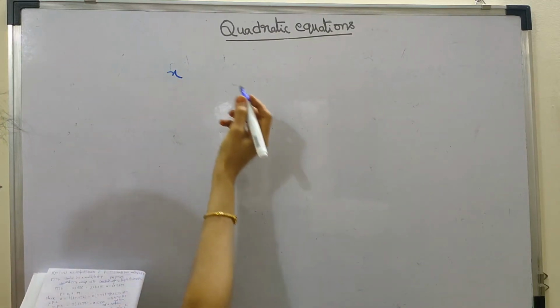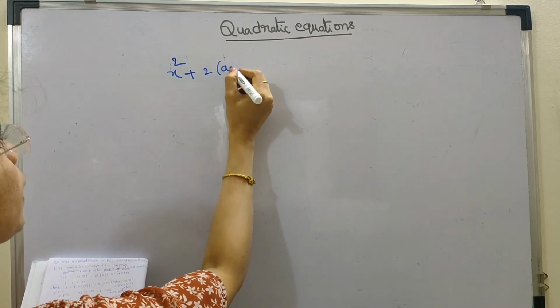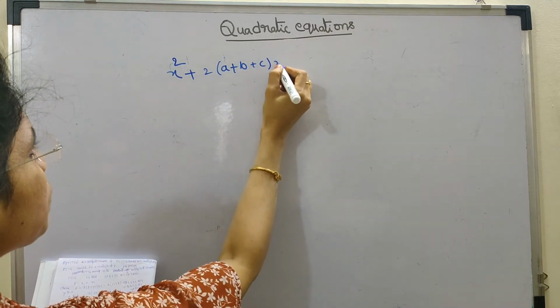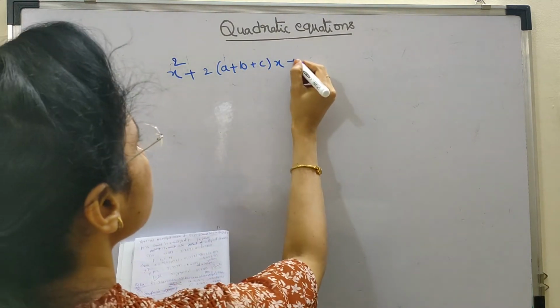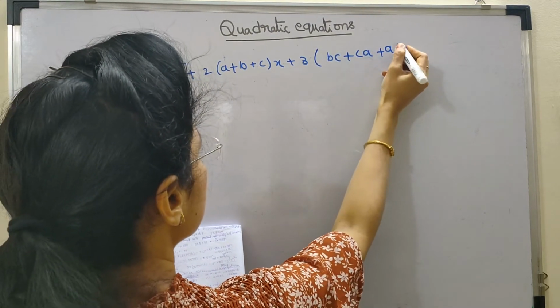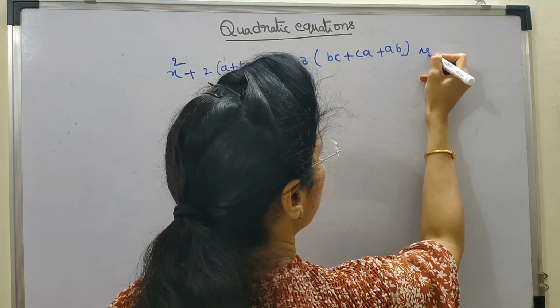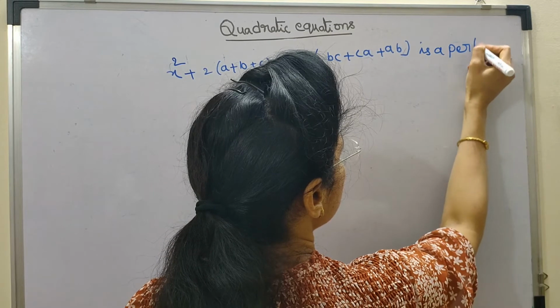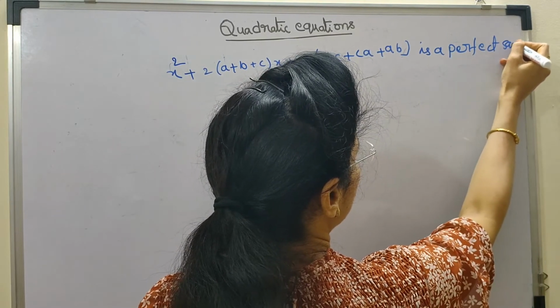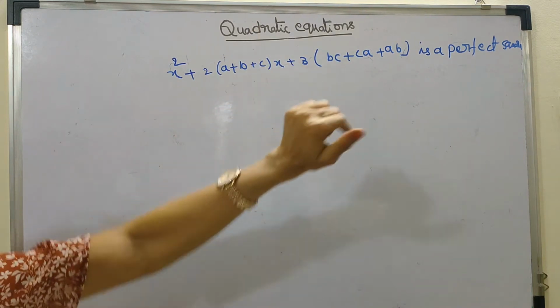You have an expression x square plus 2 into (a plus b plus c) into x plus 3 into (bc plus ca plus ab). This is a quadratic expression. Given that this quadratic expression is a perfect square, write the relation between a, b, c.